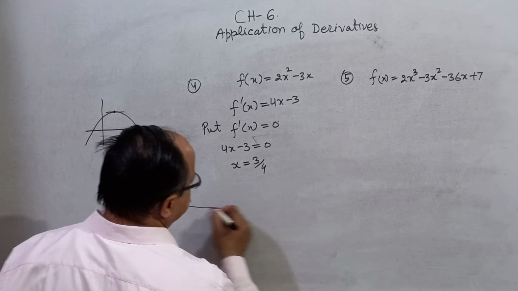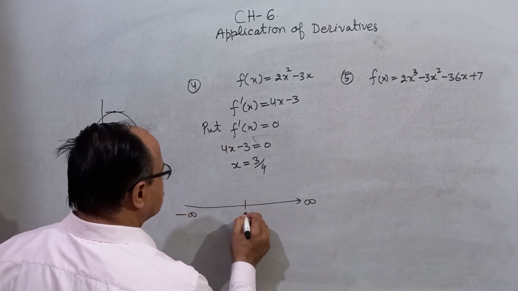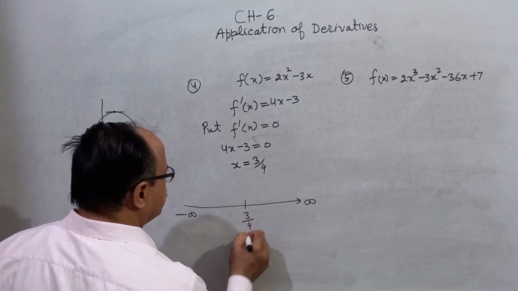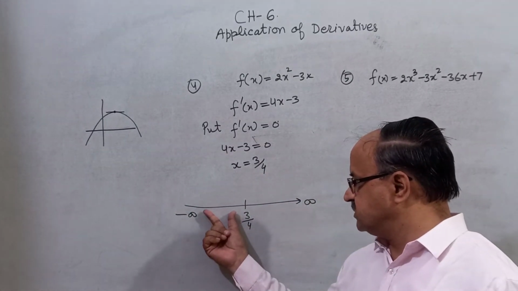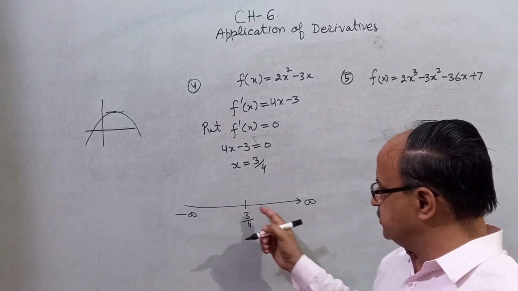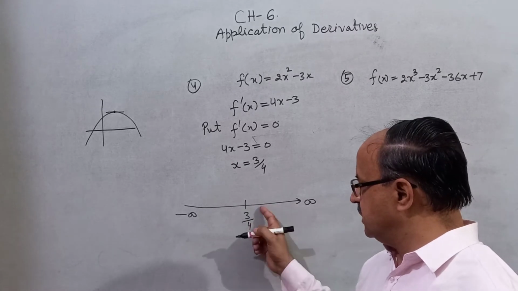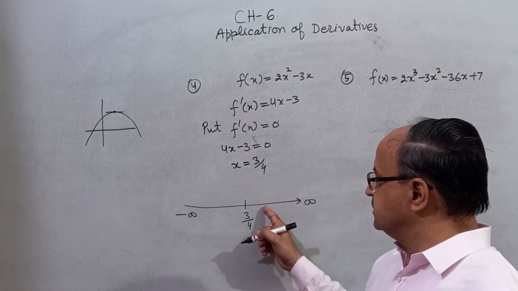Now this is infinity and this is minus infinity. This is critical point 3 by 4. Now choose any value from this interval. You can choose any value from this interval. You can choose 1, you can choose 2, 3, 4, 5. Any value you can choose.